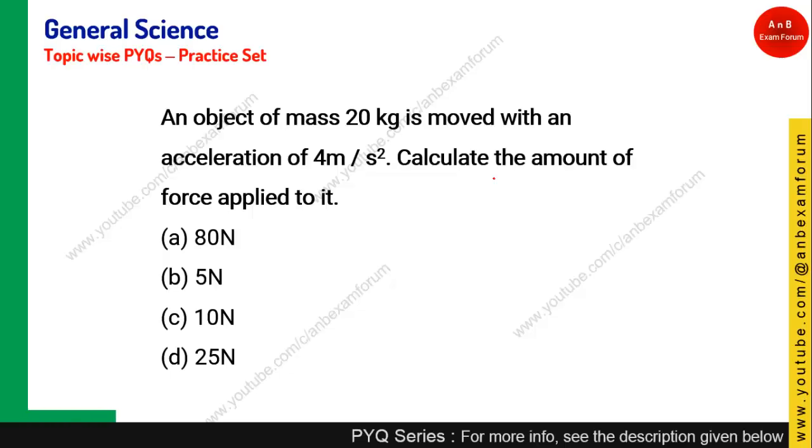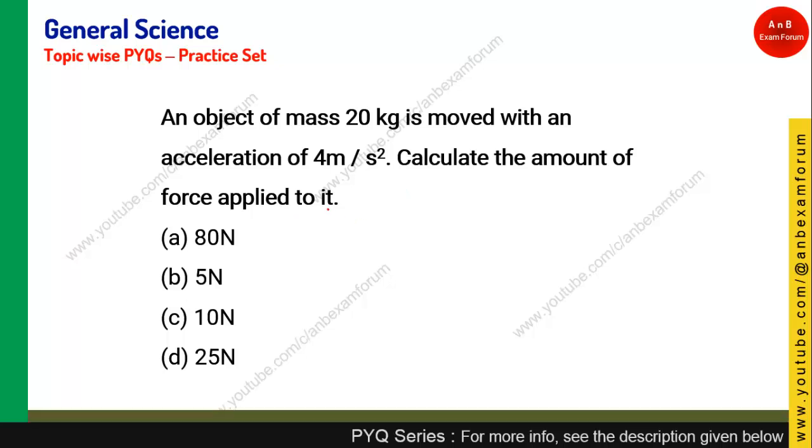The next is: an object of mass 20 kg is moved with an acceleration of 4 meter per second square. Calculate the amount of force applied to it. 80 Newton, 5 Newton, 10 Newton, 25 Newton. Again the same formula, F is equal to ma, m is 20 kg, acceleration is 4 meter per second square. So the force applied on the object will be 80 Newton. Option A is the right answer.